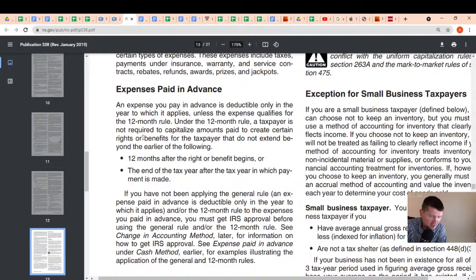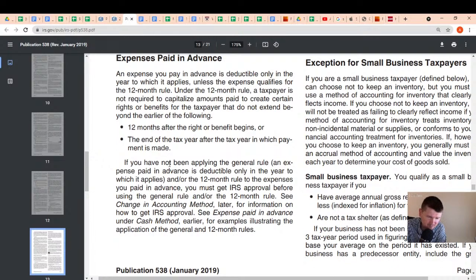Again, we have a 12 months rule here. An expense you pay in advance is deductible only in the year to which it applies, unless the expense qualifies for the 12 months rule. Under the 12 months rule, the taxpayer is not required to capitalize amounts paid to create certain rights or benefits for the taxpayer that do not extend beyond the earlier of the following.